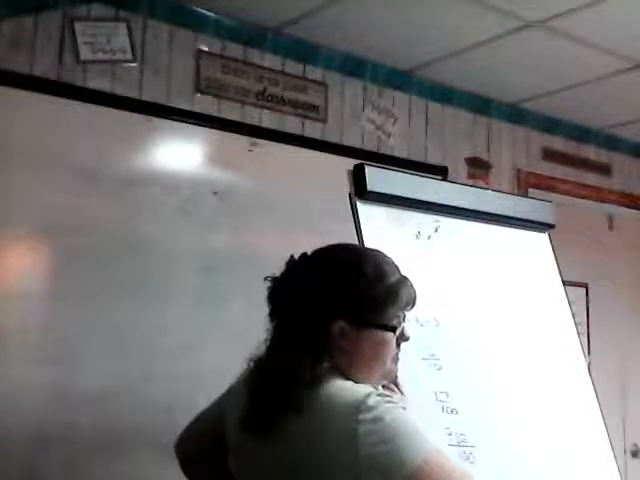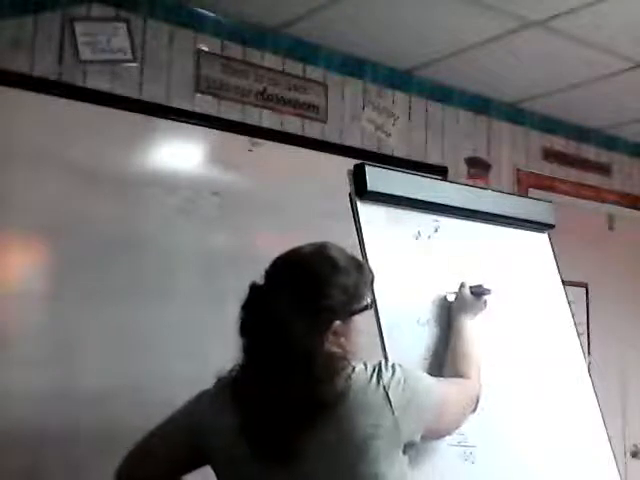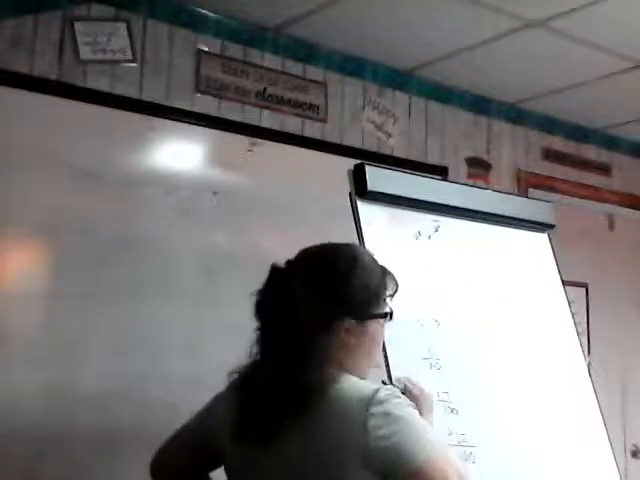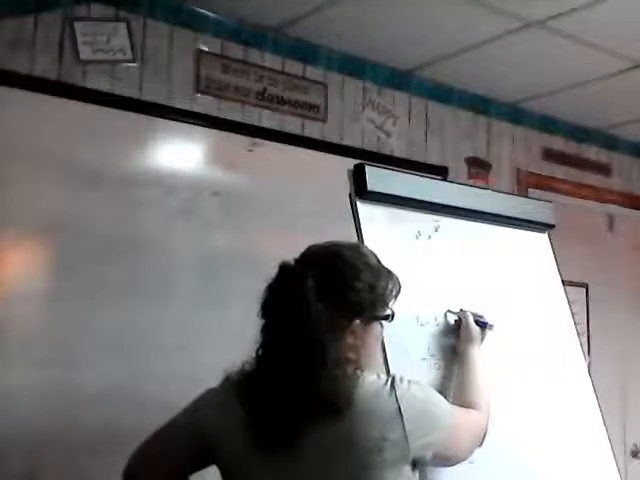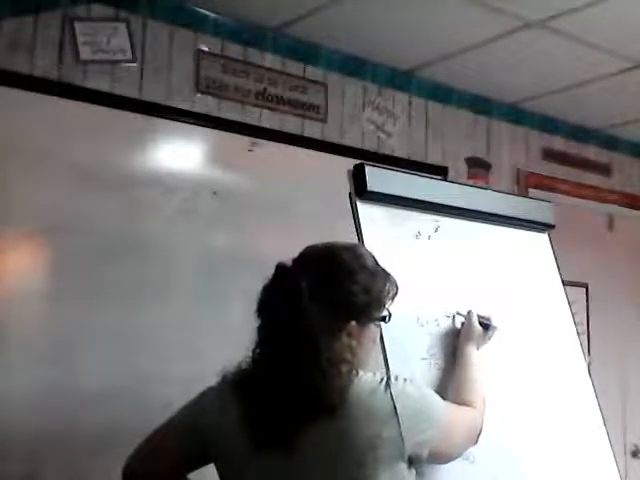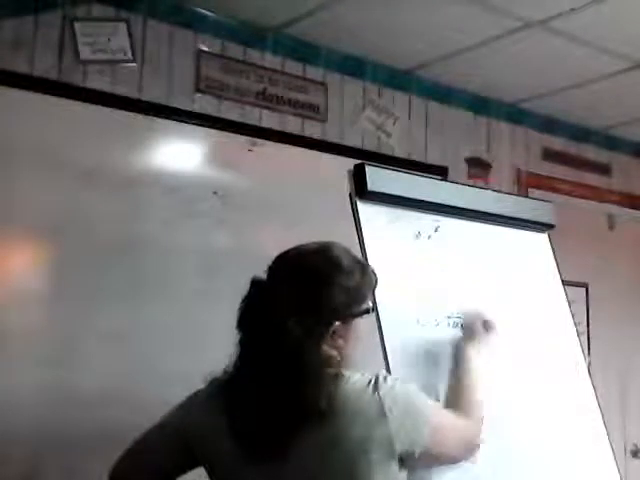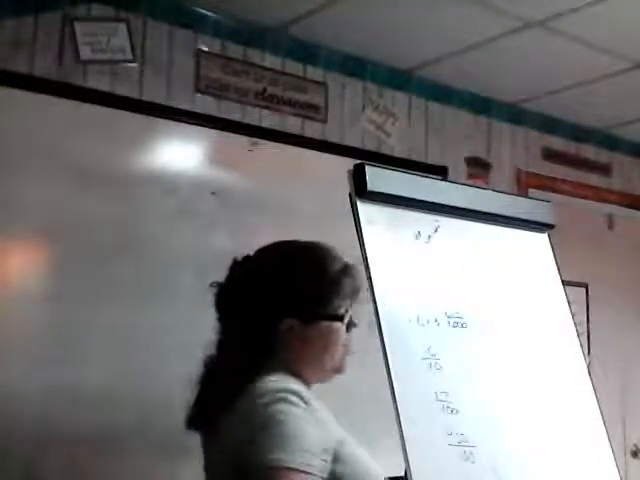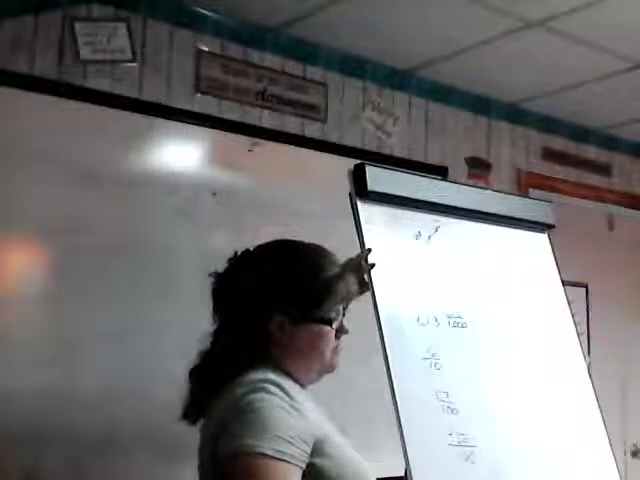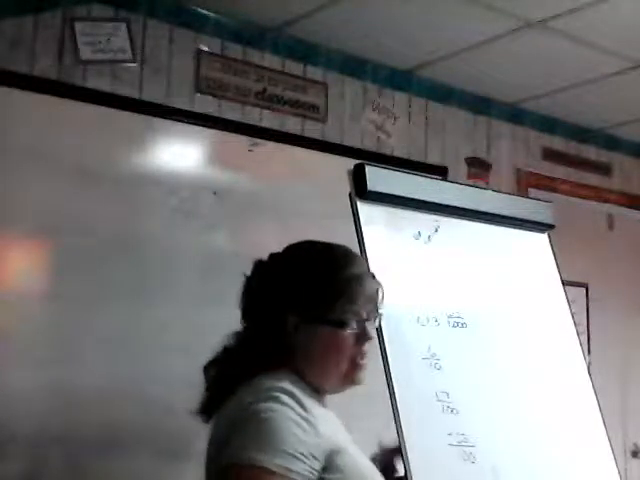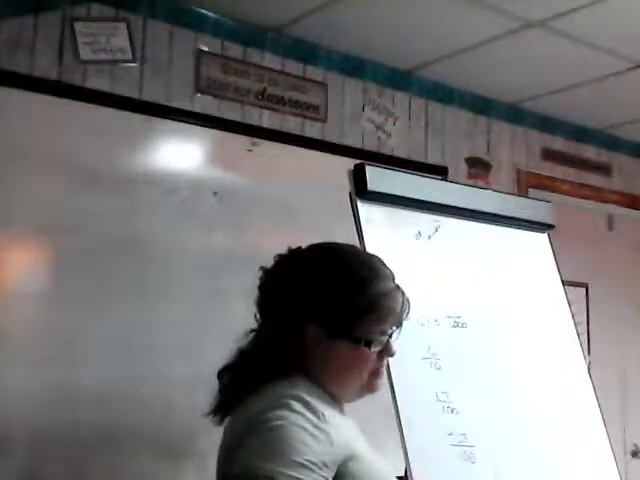How would I write that as a fraction? Good job. And how would I write 613 as a fraction? 1,000 as a denominator. Any questions about how to do that? Aiden, you got that? Okay, so that is how we do number 3.